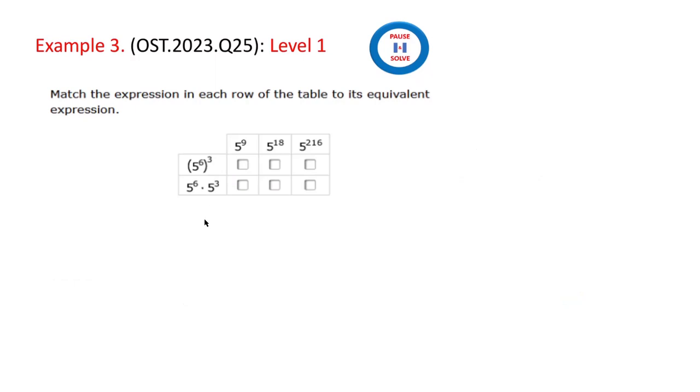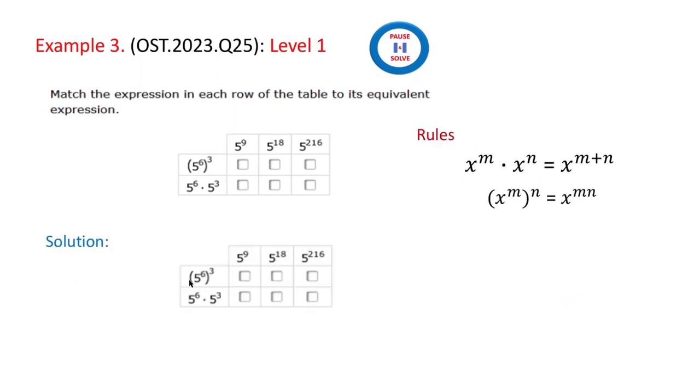Example number 3, again, level 1. It's a little bit more sophisticated here. Match the expression in each row of the table to its equivalent expression. So here you look at this. That is power of a power. So only one term, okay? Power to the power. 3 times 6 is 18. So that's 5 to the power 18. It's right here. Here you have 2 terms, okay? 5 to the power 6 times 5 to the power 3. Now you add the exponents. That's 5 to the power 9, and that's right here.